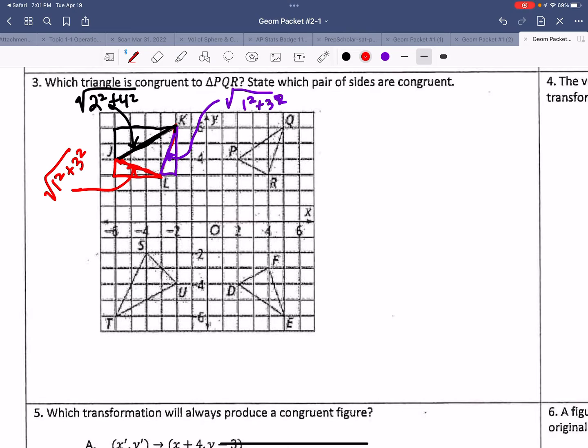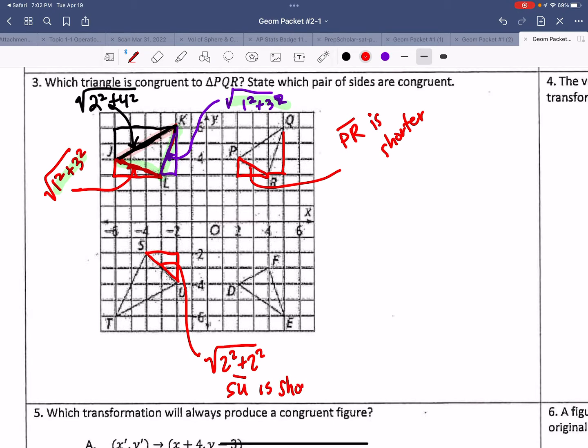So whoever is congruent is going to have the same length of sides. It will need this longer side and 2 shorter sides, okay? So these are equal. So this is actually an equilateral triangle. It has 2 shorter sides, 1 longer side. All right, so let's take a look. This is 1 and 3, so that's good, but that's 2 and 1. So this is shorter. PR is shorter. We can see that with our eyes, but we can also see that using our math techniques. Here, this is the square root of 2 squared plus 2 squared. That's also shorter. SU is shorter. So it looks like our pick is going to be this one.